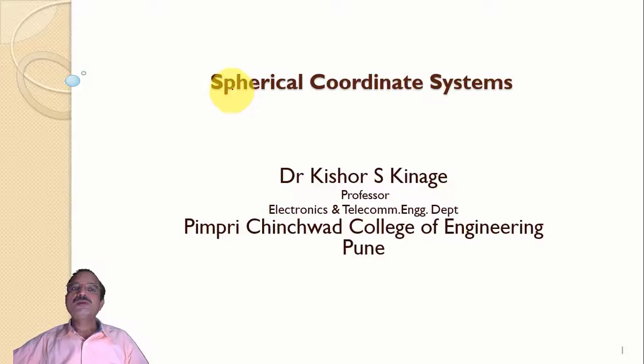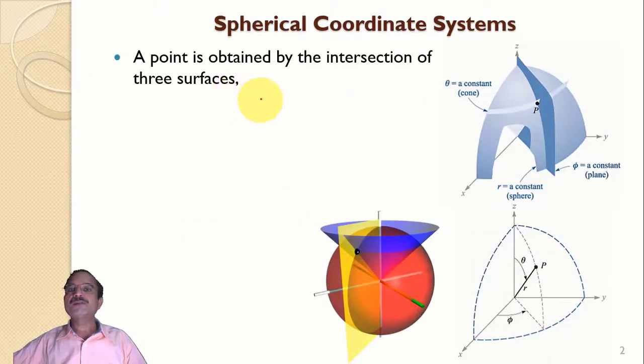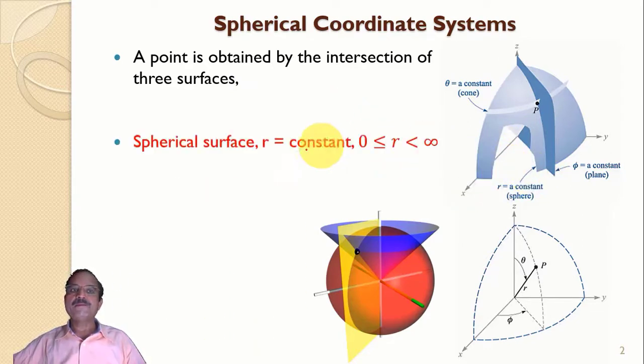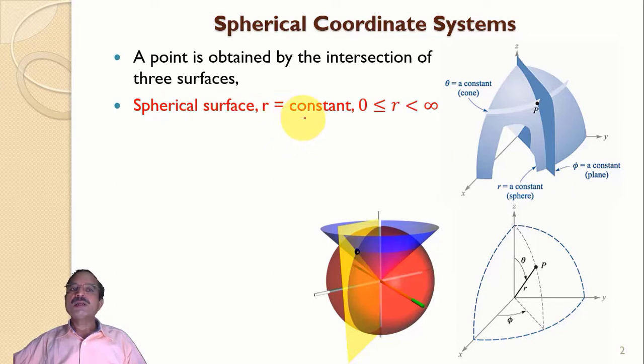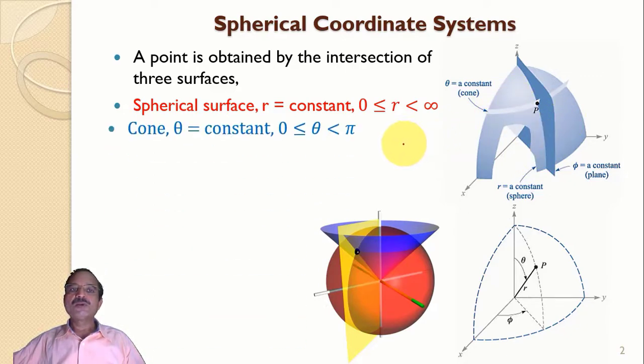In this video, we are going to learn spherical coordinate systems. In spherical coordinate system, there are three variables r, theta and phi. R equal to constant forms a spherical surface taking radius between 0 to infinity. So, this is the sphere with r equal to constant in this figure. R equal to constant is this sphere, taking values between 0 to infinity.